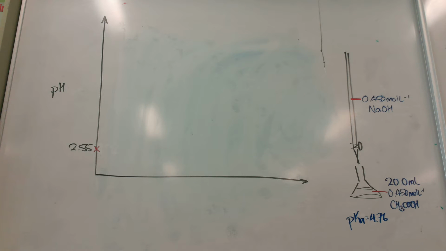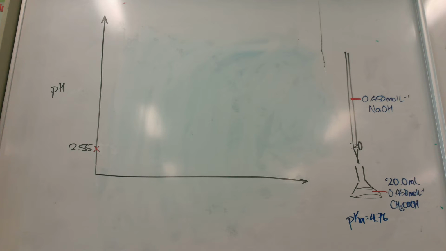Okay, so what we've been able to find mathematically, from the titration sketched on the right-hand side and given the pKa of 4.76 for that acid, is that before we added any sodium hydroxide, the pH was 2.55. So that's our initial pH.